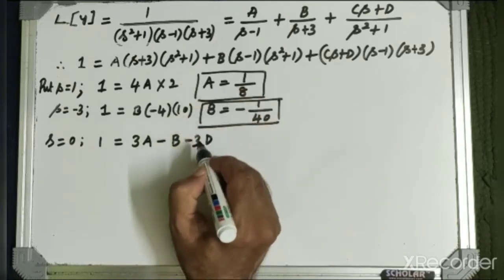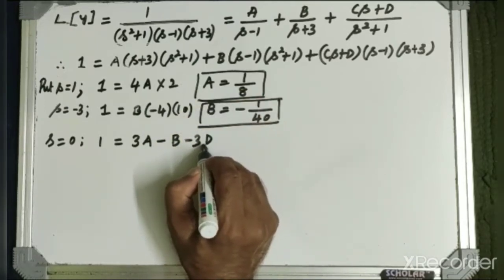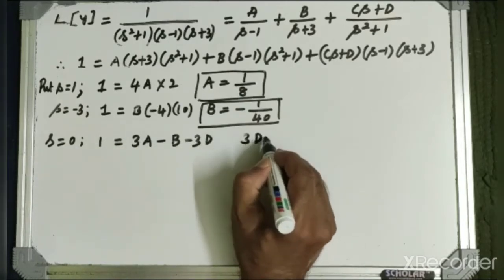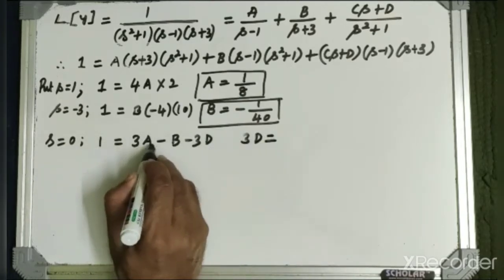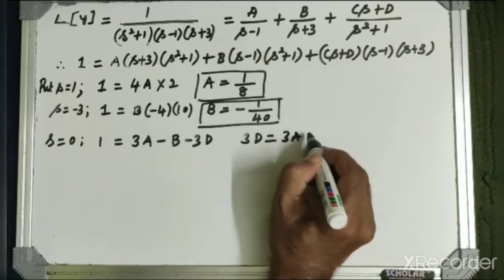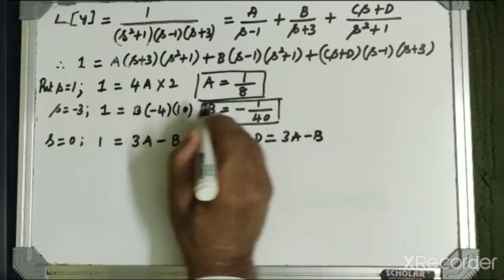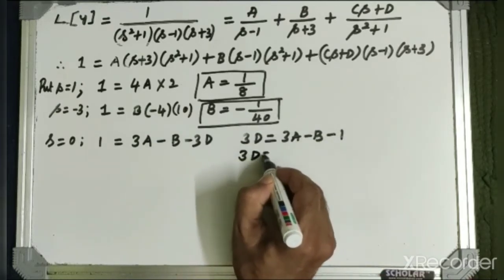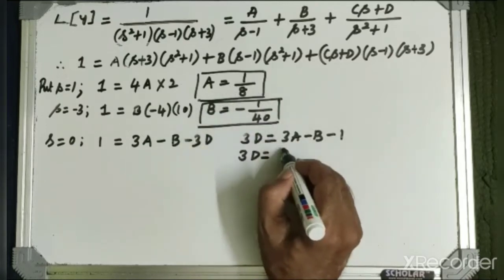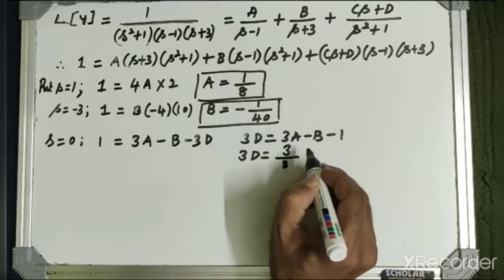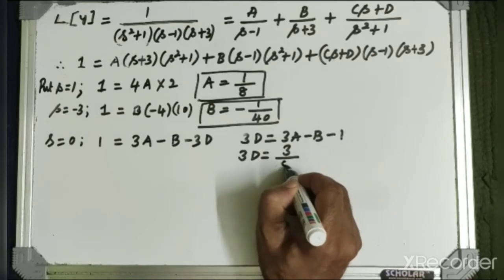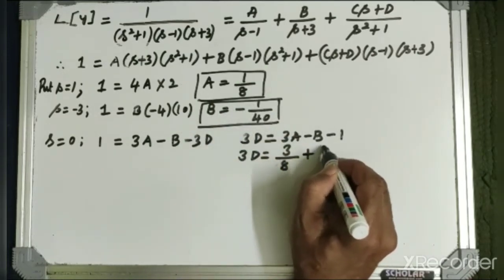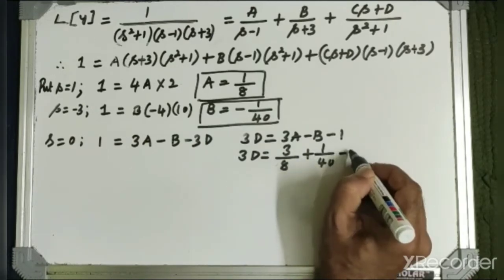Now we know A and B, therefore we can find D from this. Just interchange 1 and 3D, so 3D on the left hand side, and on the right hand side 3A minus B. So this becomes minus 1. Therefore 3D is equal to 3 into A, and A is 1 by 8, so 3 by 8. B is minus 1 by 40. Minus into minus is plus 1 by 40, minus 1.